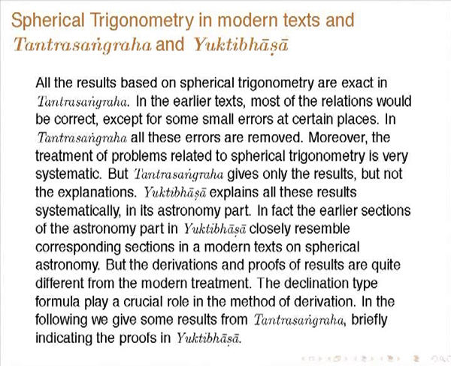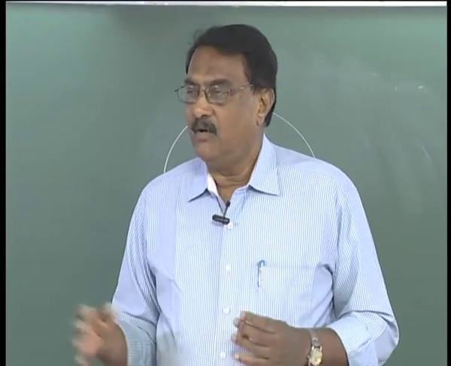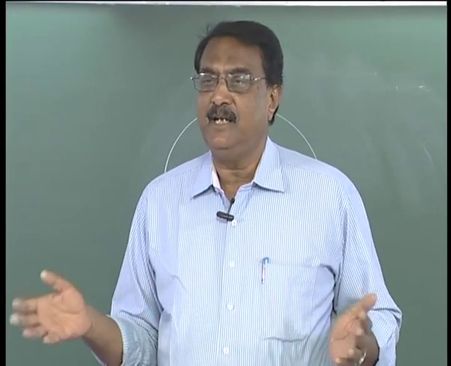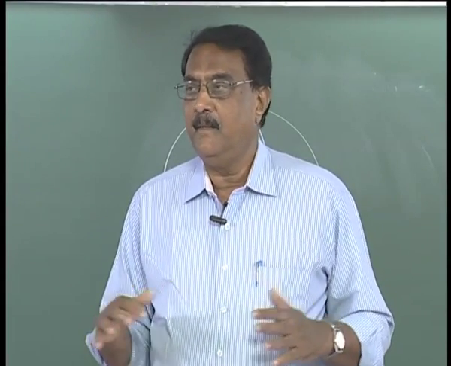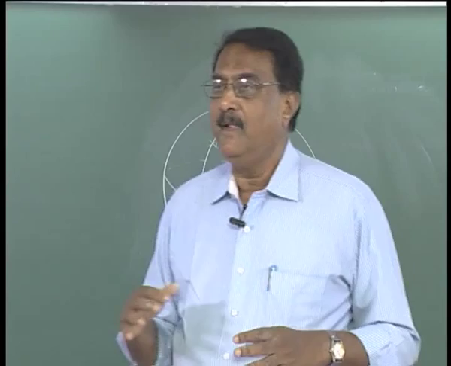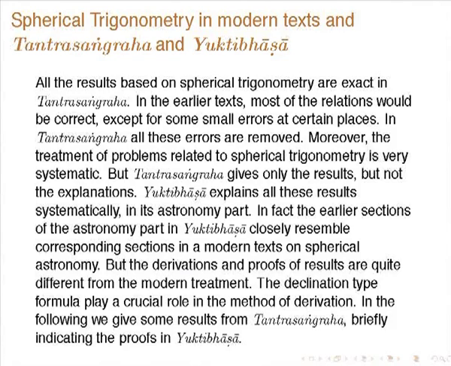But derivations and proofs of results are quite different from the modern treatment, because in the modern one you will go to the cosine formula and then immediately derive various results. The cosine formula is not there, but something equivalent to that is there. You will eventually get the same result, but using slightly different principles. In fact, the declination-type formula plays a crucial role in the method of derivation, and in the following we give some results from Tantra Sangraha only, indicating the proofs in Yukti Bhasha.